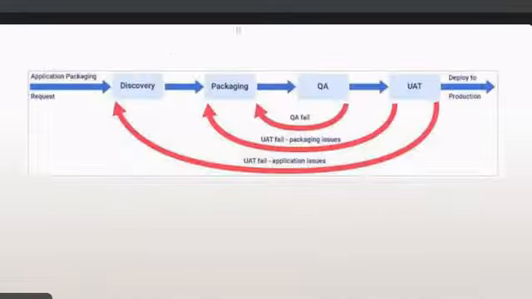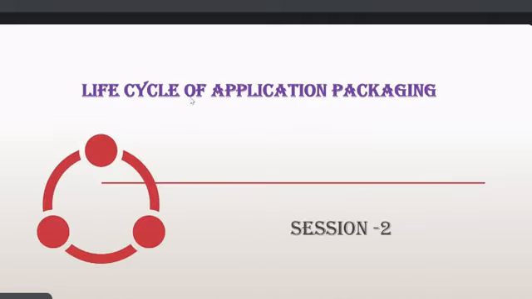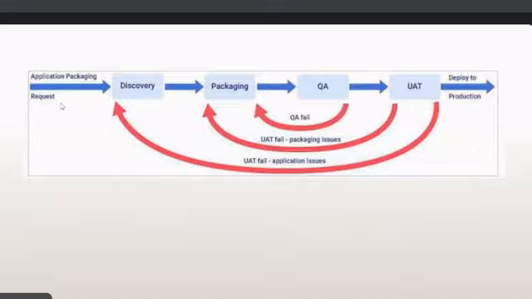With this life cycle, we have several phases. The first phase is the request phase. The second phase is discovery. The third phase is packaging. The fourth phase is QA. Fifth is UAT. And then the deployment to production. Mainly in packaging, we are concerned till the QA phase. UAT and deployment to production are also there, but they are secondary. Mostly, you have to complete packaging and do a QA. So this is what the process is.